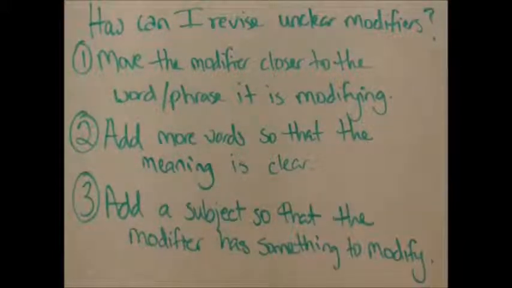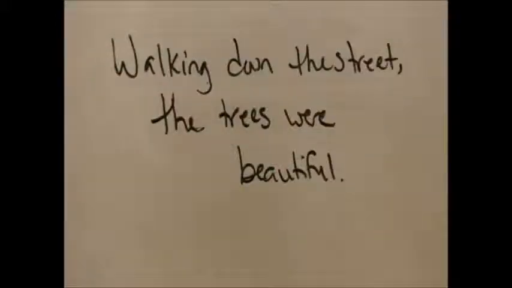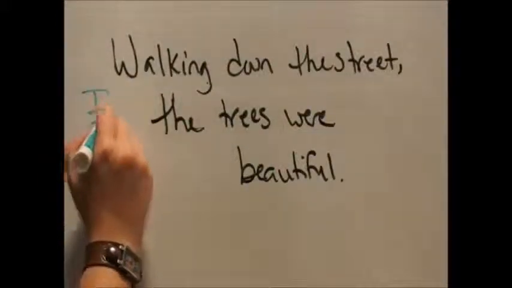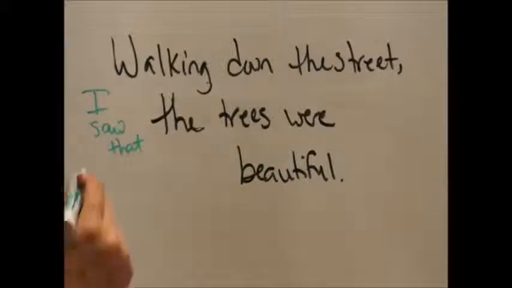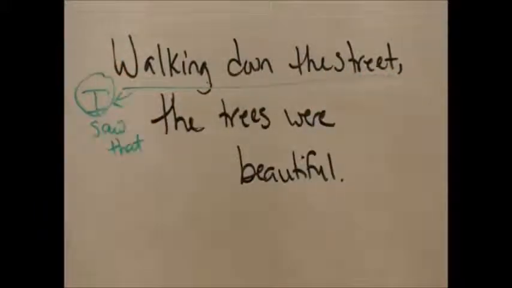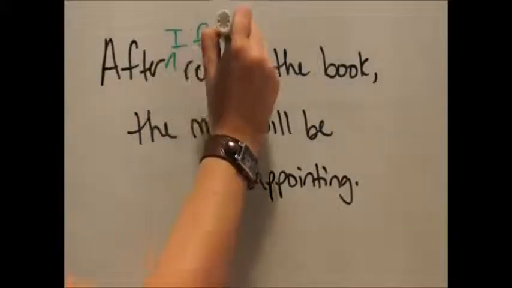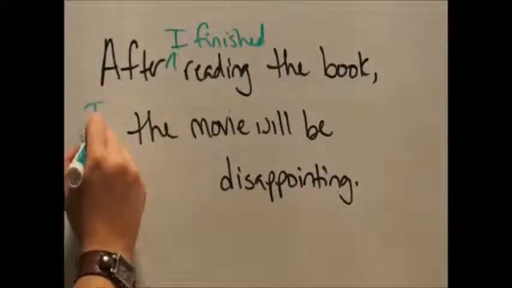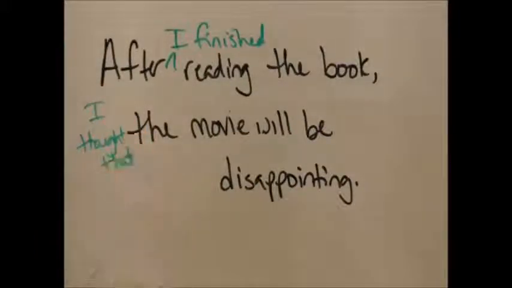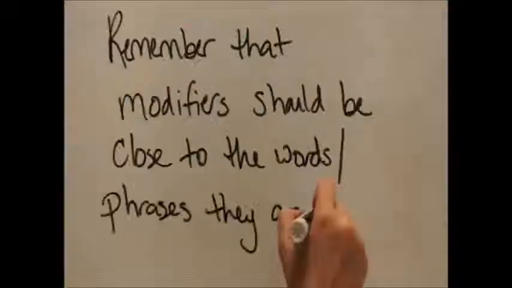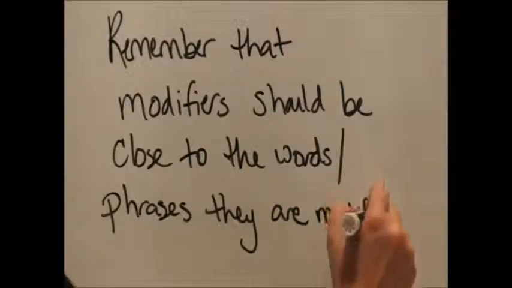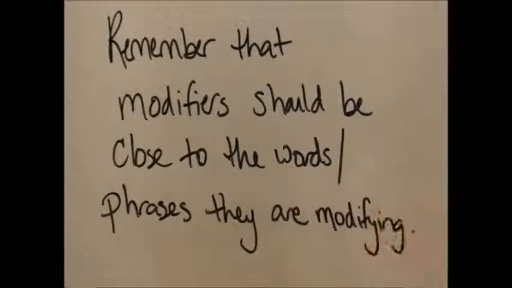So let's try this out with our examples. Walking down the street, the trees were beautiful? No. We need an I. I am doing the walking down the street. So walking down the street, I saw that the trees were beautiful. Okay, that makes a little more sense. Or after reading the book, how about after I finished reading the book, I thought that the movie will be disappointing. So just remember that your modifiers need to be close to the words or phrases that they are modifying.